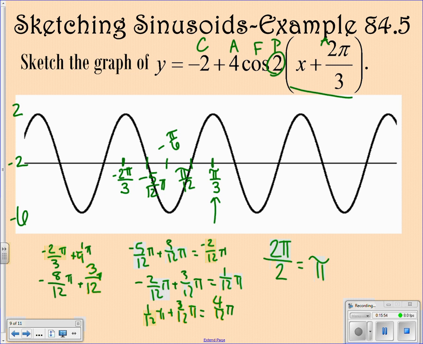Okay, and now we need to go just a little bit further. Let's get all the way to here. So if we added to 4/12 pi, we add another 3/12 pi, we get 7/12 pi. So this number is 7 pi/12. And then we need to add one more set of 3/12 pi, which is going to be 10 pi/12, which is 5 pi/6. And so that's probably enough right there. But that is almost everything we need to do.